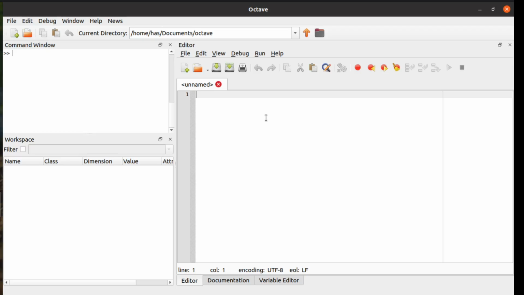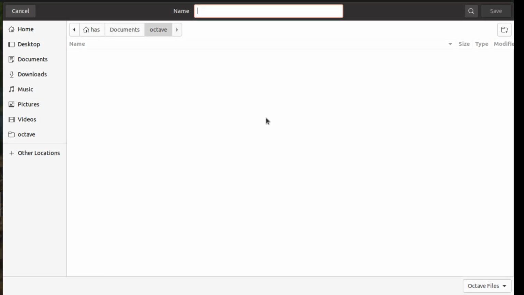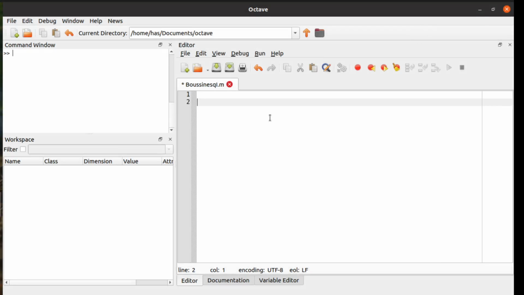I'm going to write a short function to compute Boussinesq I. Let's create a new file, name it Boussinesq I.m. Boussinesq I. Yep. Create a new function to return a value bi. And the name of the function is Boussinesq I. We require m and n value.